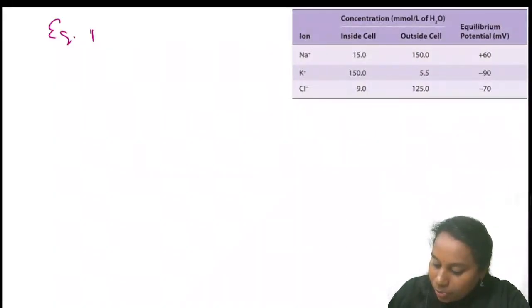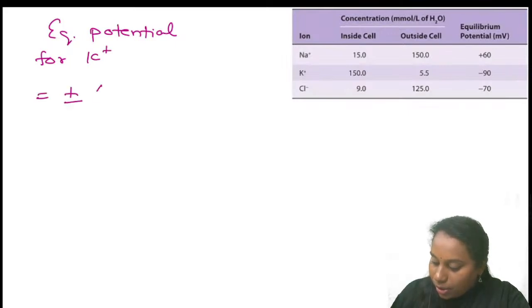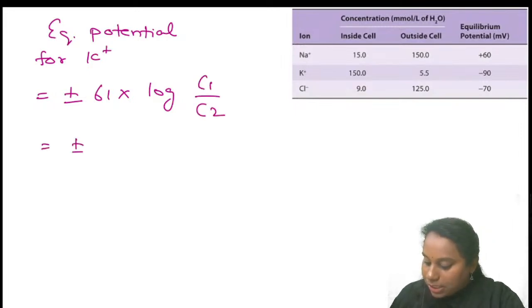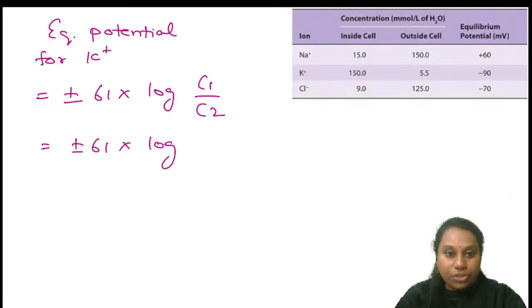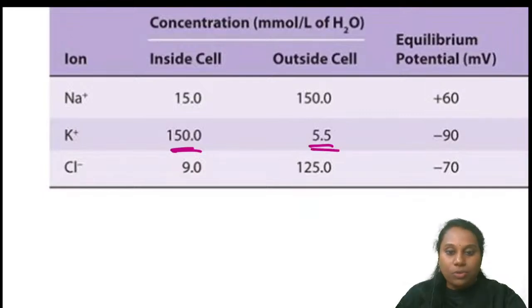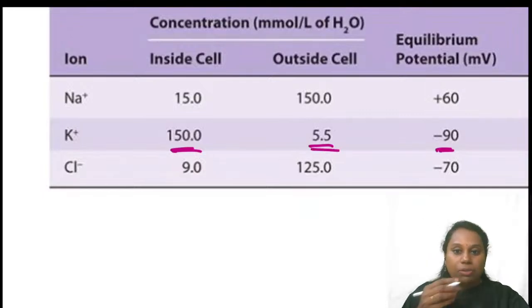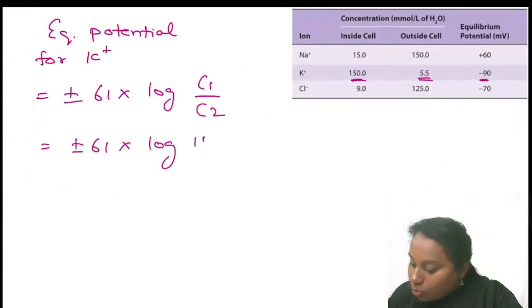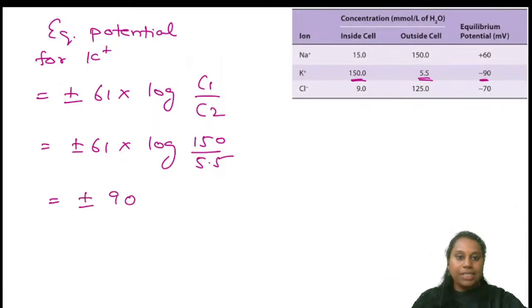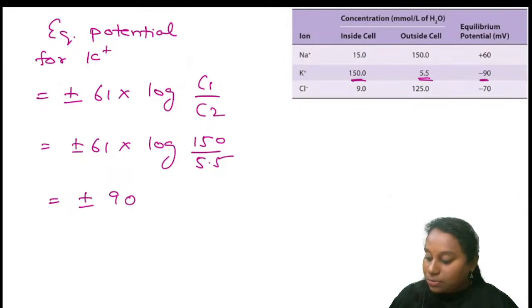Equilibrium potential for potassium is equal to plus or minus 61 log of C1 by C2. Plus or minus 61 into log of, look at the concentrations of potassium, 150 inside the cell, 5.5 outside the cell, and the value is 90. So let's put 150 by 5.5. If I solve this, I will get 90. 90 is the answer. Now let's determine the sign, whether it is plus 90 or minus 90.